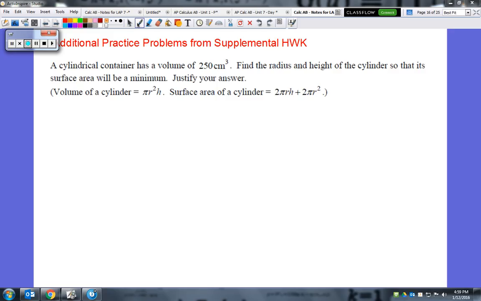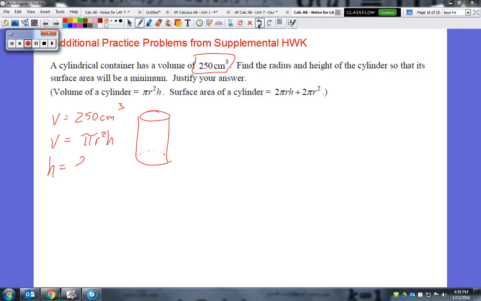The cylindrical container has a volume of 250 cubic centimeters. We know the volume formula is pi r squared h. This has to be memorized. It is from a cylinder. And if I were to solve for a variable, you're going to see in just a bit, I'm going to have to solve for h. I'm going to say 250 divided by pi r squared, because all I did was get h by itself.